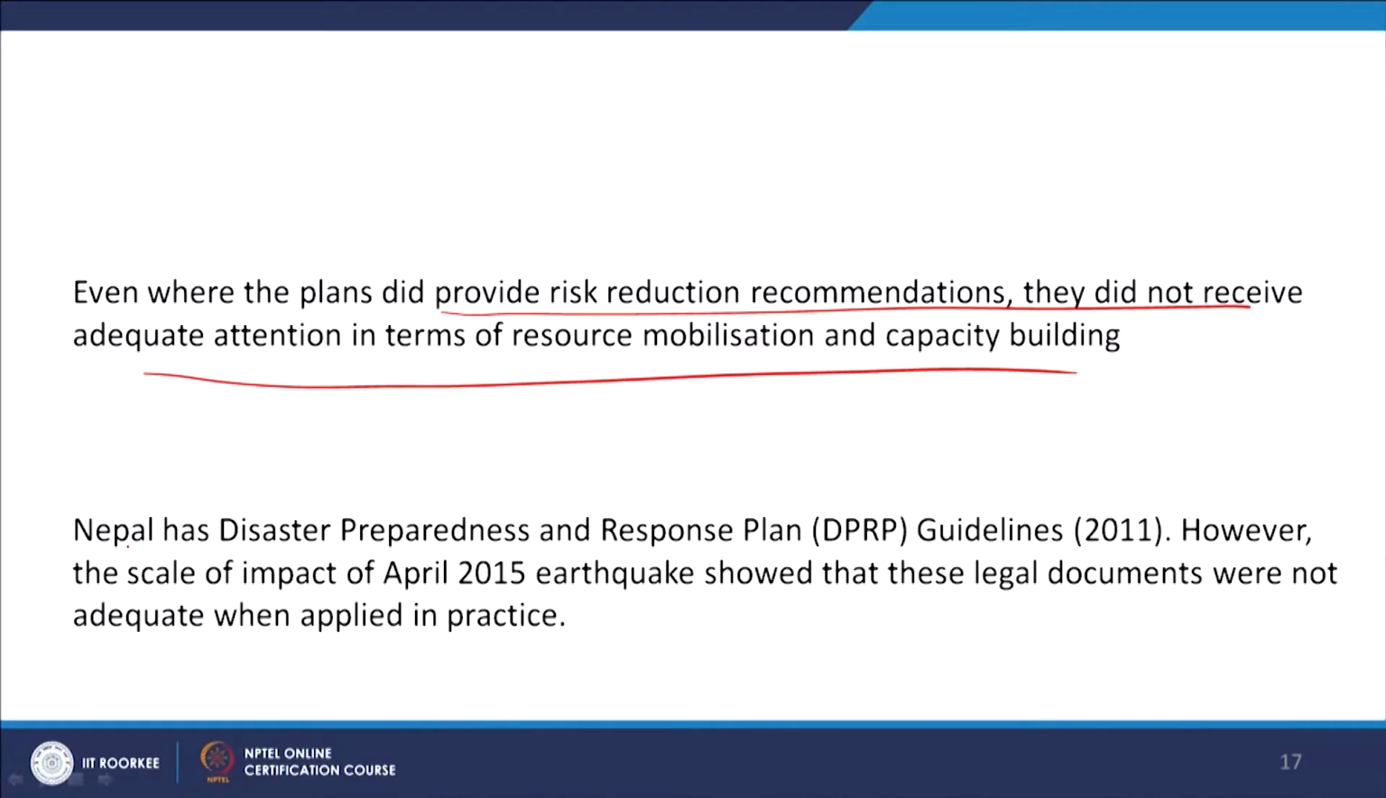And similarly, there have been some observations on the Disaster Preparedness and Response Plan, which is the DPRP guidelines. And this is again after the scale of impact, because it's a major impact, 7.6 Richter scale, and having the aftershocks, whatever the legal documents, they were not fully adequate to be applied in practice, because the challenges are very complex in this particular scenario. And this is where one has to take these lessons and take them further to make them into legal instruments.